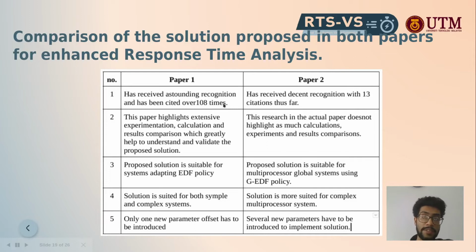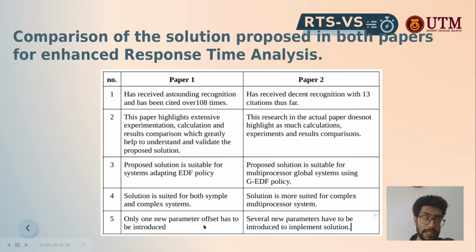Paper 1 has received a lot more recognition and has over 108 citations relative to the 13 citations of paper 2. So paper 1 highlights more experimentation and calculation to help us understand the calculations and actually judge the integrity of the calculations. Paper 1 proposes an EDF policy, earliest deadline first policy, while paper 2 proposes a global earliest deadline first policy, which is more suited for complex multiprocessor systems, while paper 1 is more suited for simpler systems.